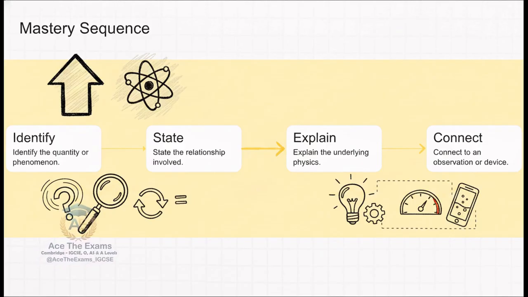Step 1, identify the exact quantity or phenomenon you're looking at. Step 2, clearly state the relationship involved. Step 3, explain the underlying physics, the actual why behind the relationship. And finally, Step 4, connect it to a real observation, experiment, or device. The absolute best exam answers always show this seamless blend. They don't just spit out a fact. They walk the examiner step by step through this exact logical sequence.